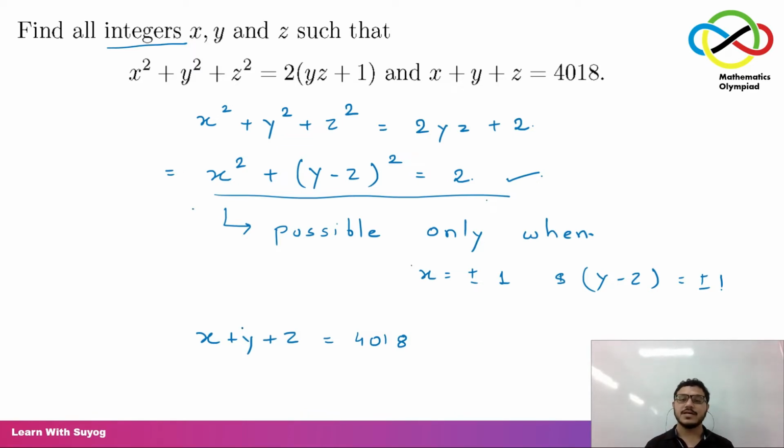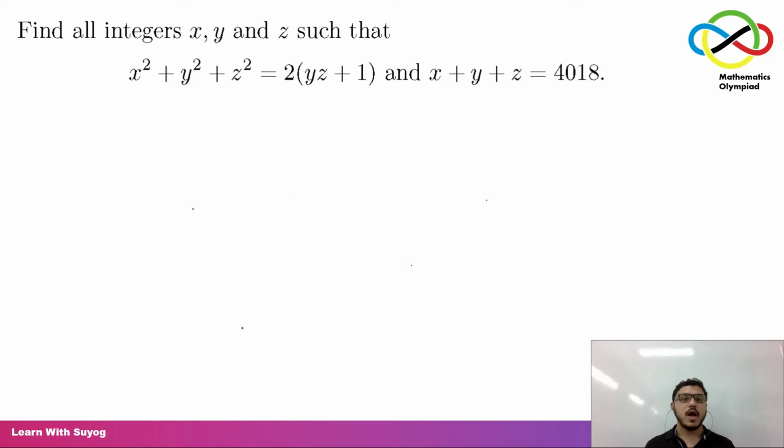In the first case, x equals 1 and y minus z equals 1. In another case, x equals 1 and y minus z equals minus 1. Then x equals minus 1 and y minus z equals 1, and x equals minus 1 and y minus z equals minus 1. When we solve these with x plus y plus z equal to 4018, we'll get four solutions for x, y and z. Let's solve it by making the cases.